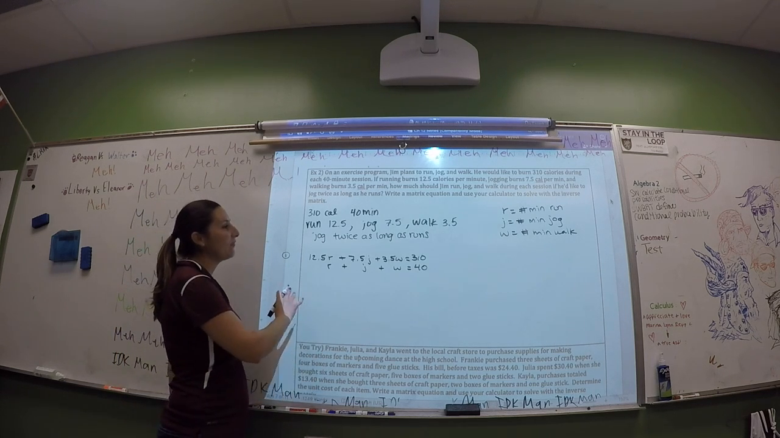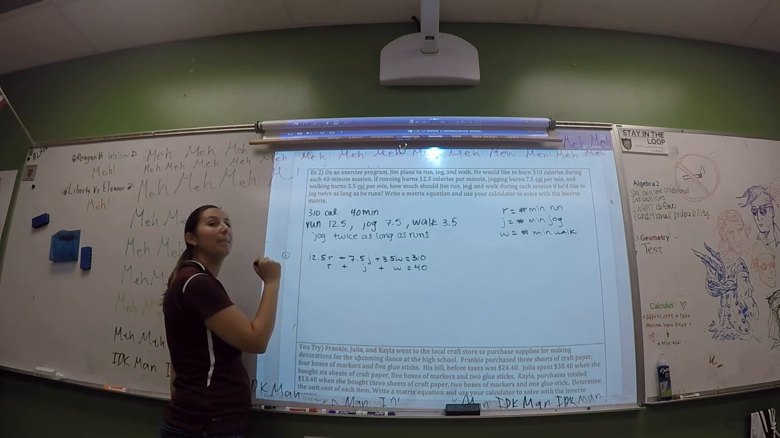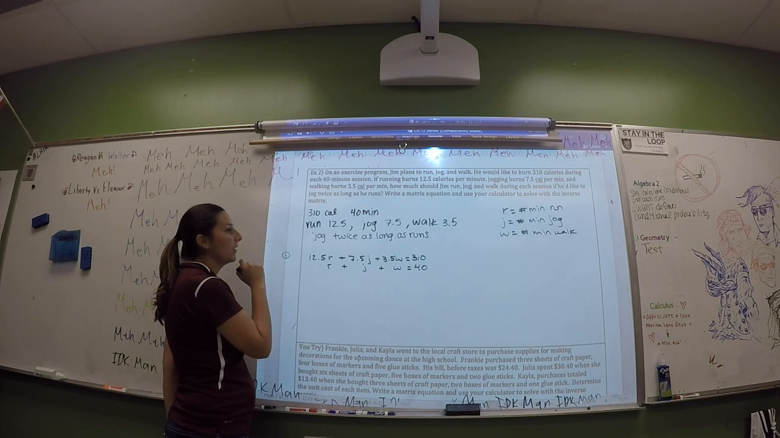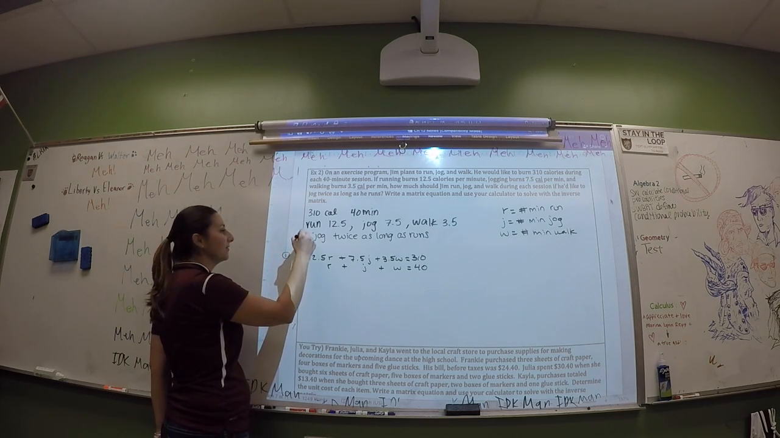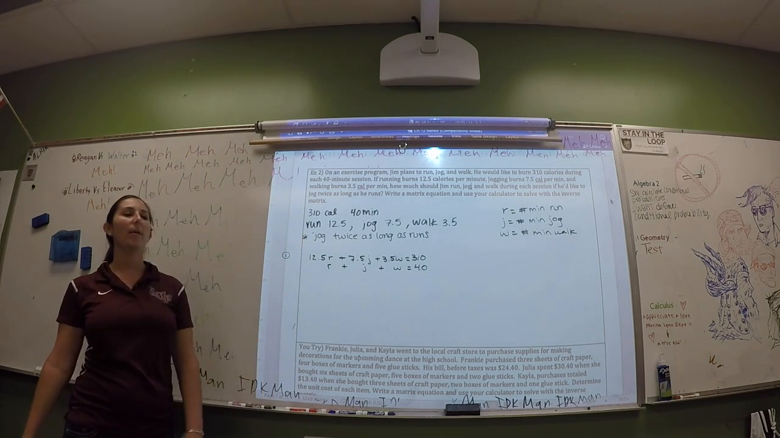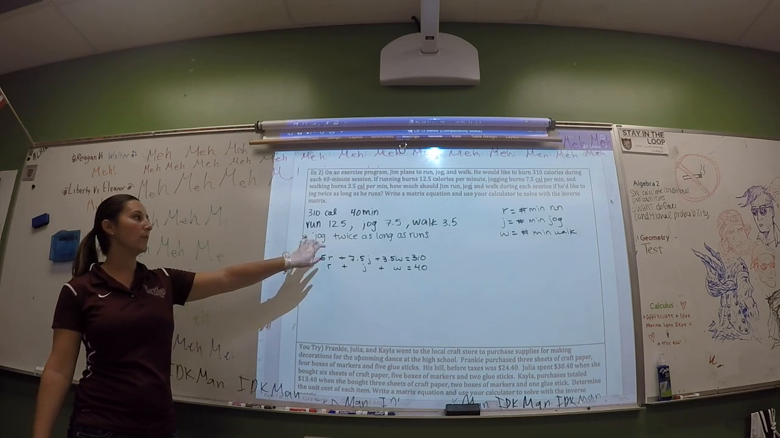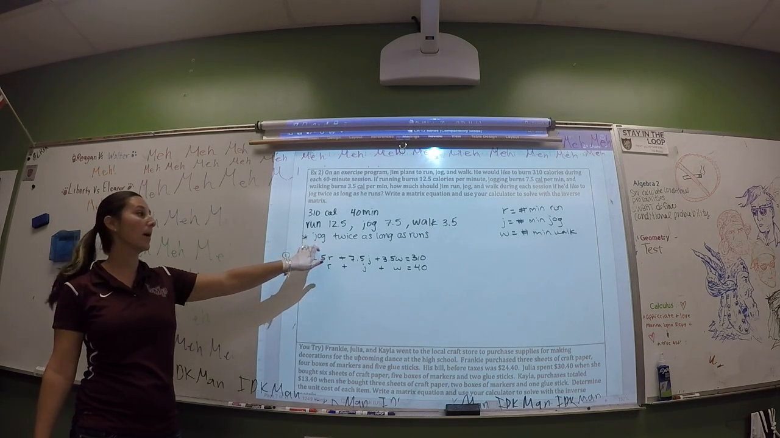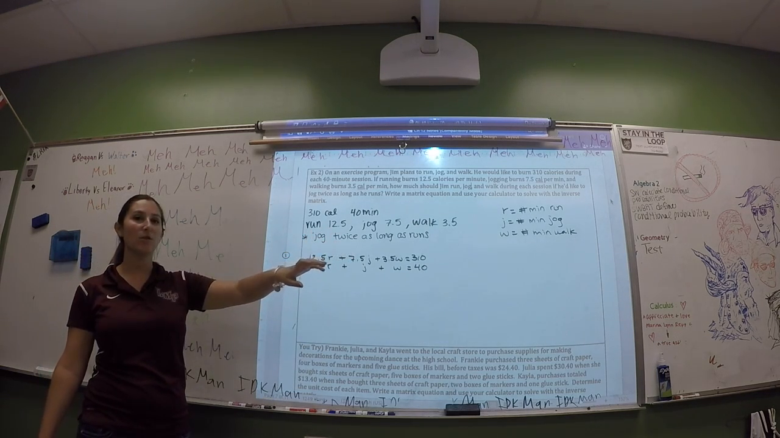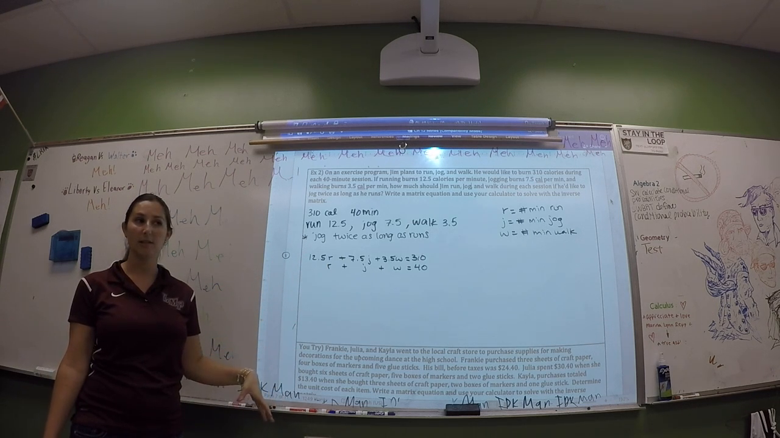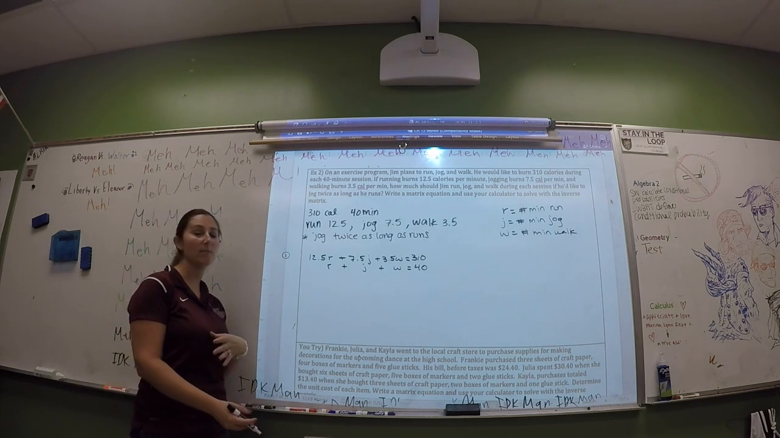Then we have one more, and that's this one. Do we replace J with 2R? No, don't do that. We want to jog twice as much as he runs. So that's our third equation. Jogging twice as much as he runs.